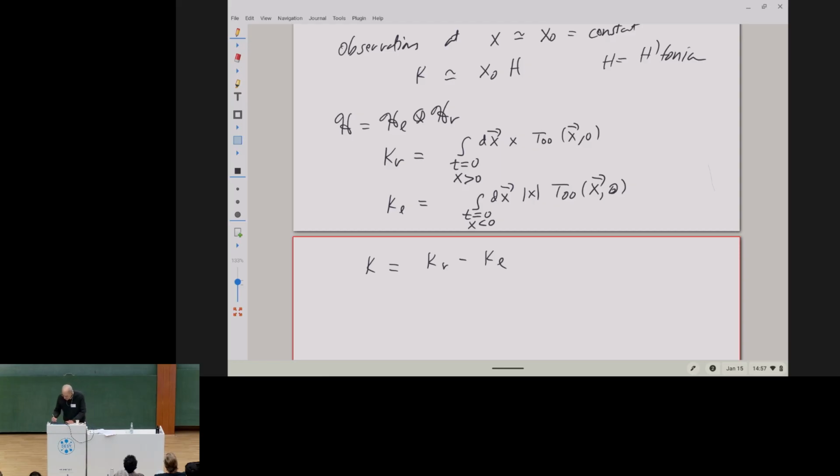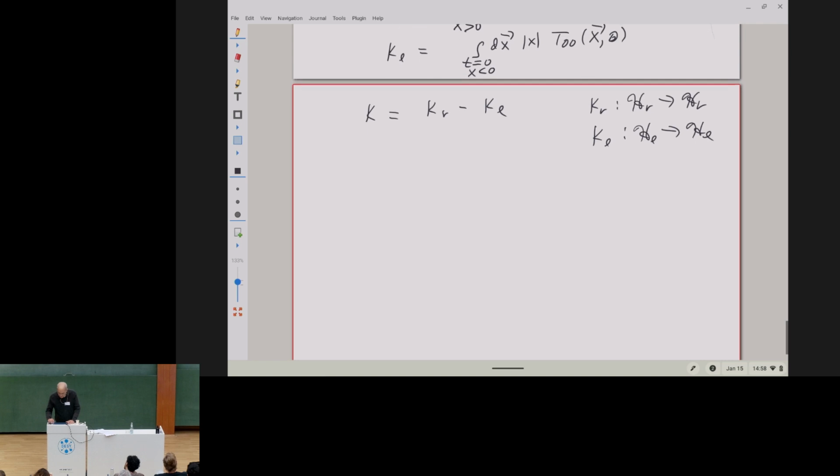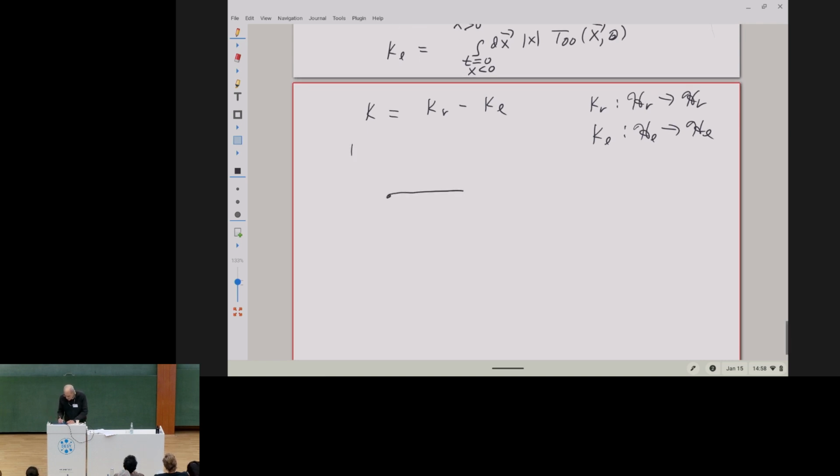And K right formally is an operator on H right. K left is an operator on H left. So now we go back to our density matrix. Now we go back to Euclidean signature.